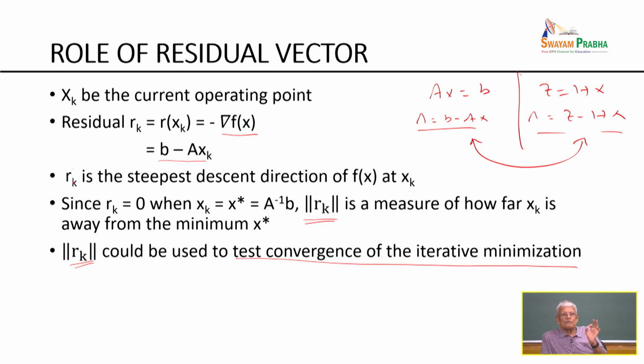Look at that now. We are trying to use the residual cleverly to play many different roles. The residual tells you the negative of the gradient, the steepest descent. The magnitude or the norm of the residual vector can be used to test how far I am away from the minimum, and to design algorithms with good stopping criteria. These are all important parts of the development of algorithms.